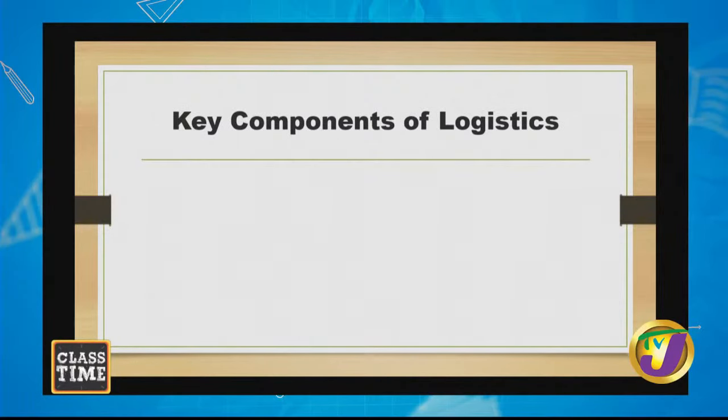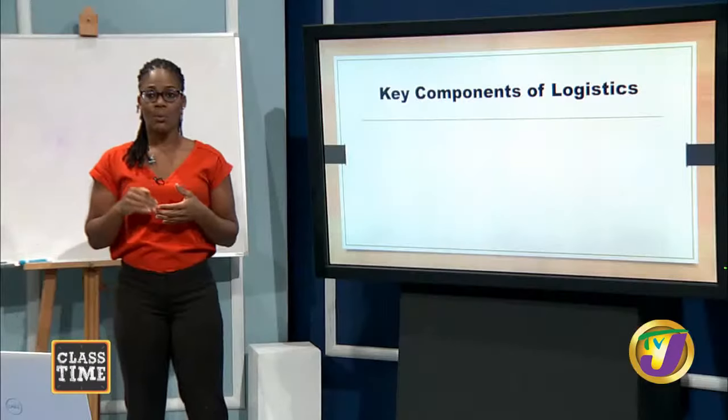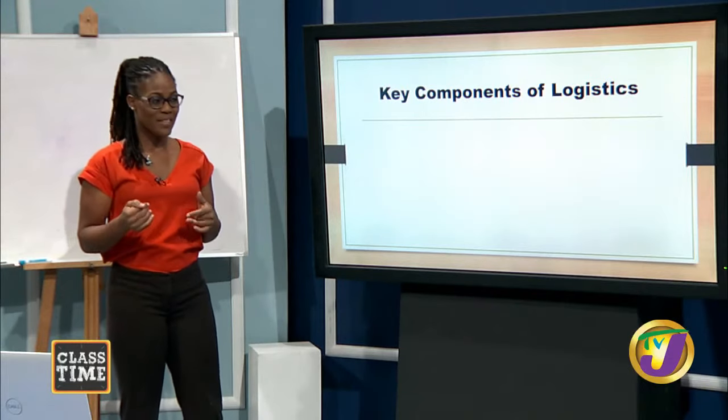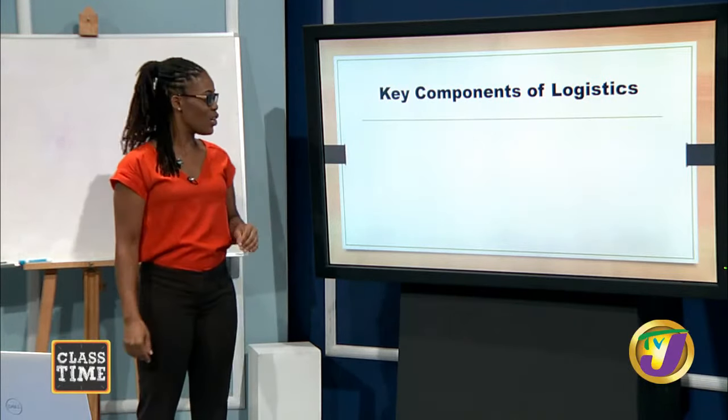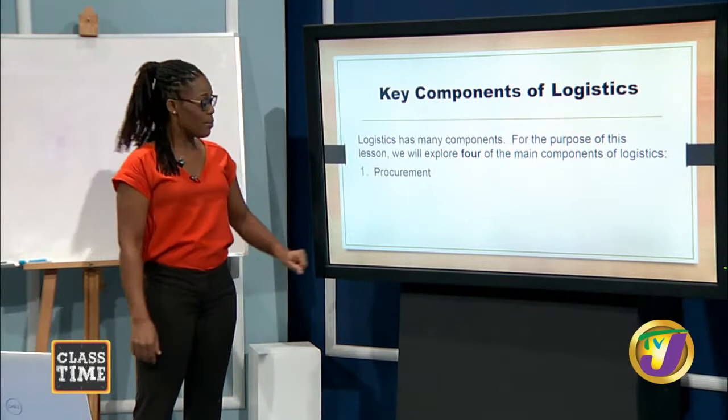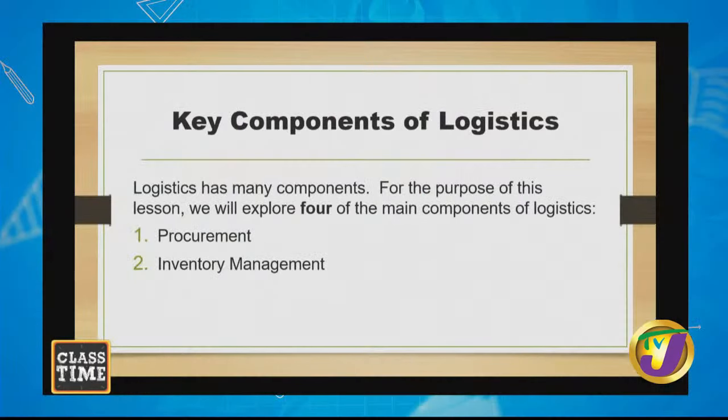Now we will be looking at some key components of logistics. There are a number of components that are related to logistics. Now, for the purpose of this lesson, we will focus on 4 of these components. Any idea what these components are? All right, write them down and compare with what we will discuss. Great. Now, we'll be looking at procurement, inventory management. Can you guess what the other is? Transportation and warehousing. As I said, these are the key components. There are others, but for the purpose of this lesson, we will focus on these 4.